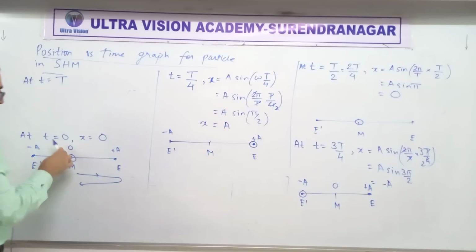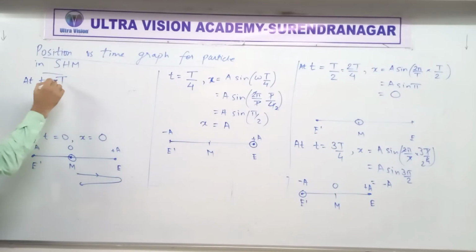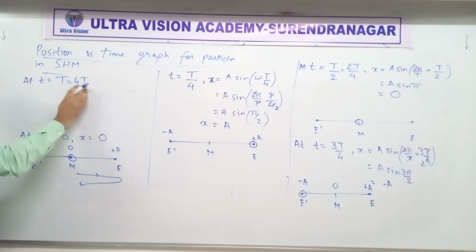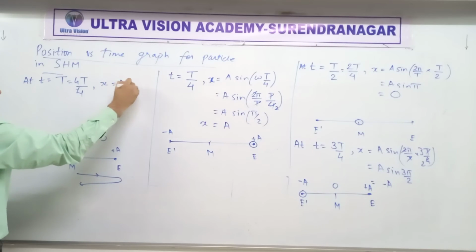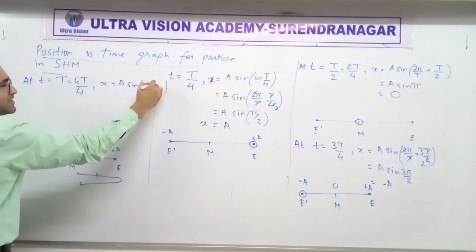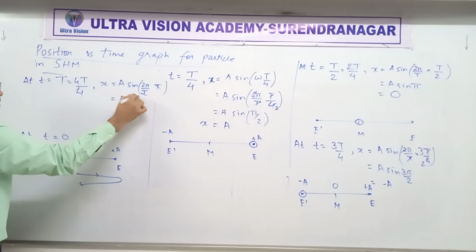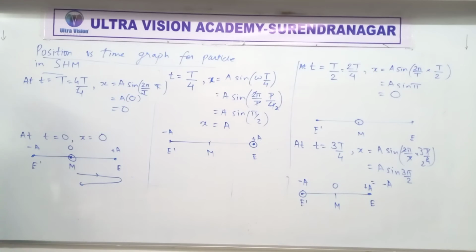4T by 4. See, 0, T by 4, 2T by 4, 3T by 4, and 4T by 4 means capital T. So here the particle would be at, let's do the maths again, a sine omega, which is 2 pi by capital T, into small t, which is T. T cancels. Sine 2 pi means sine 360 degrees is once again 0. So x is equal to 0, meaning the particle has come back to the mean position, here.